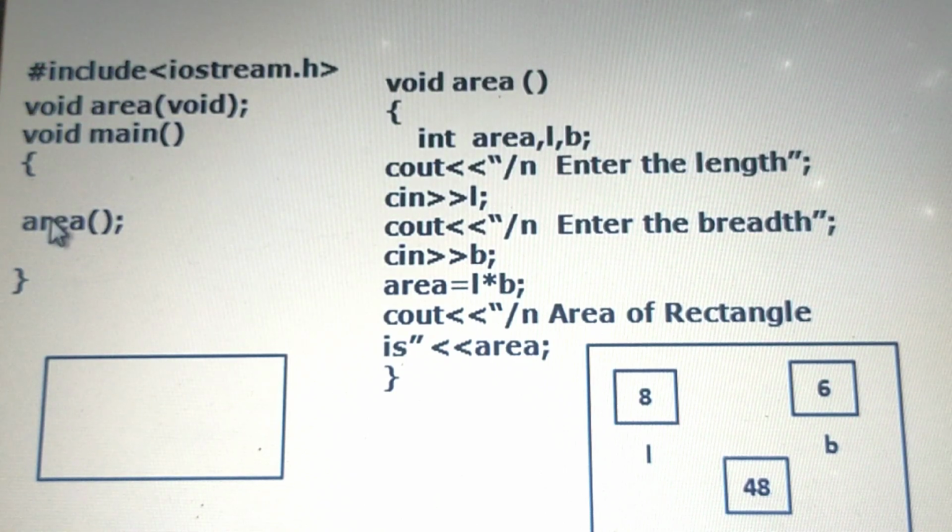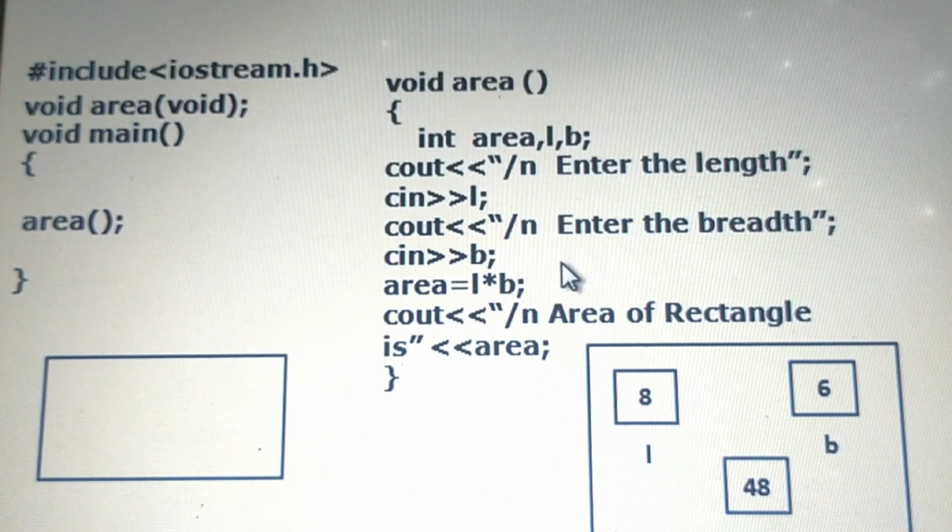Once we declare and call the function, we have to define the function. Then come to the define section. The define section starts with the title void area function call. Here nothing to write, no parameter list, because we are not passing any arguments. Then we declare the variables.